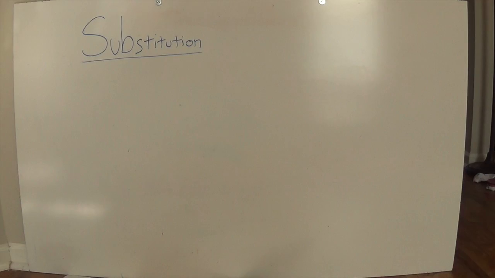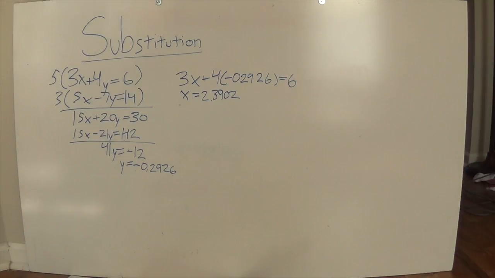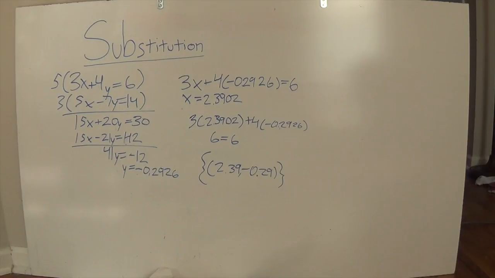There are other methods you could use to solve linear equations, such as substitution, where you can have an equation like this, multiply the top equation by 5, the bottom by 3, get that weird equation, and then your y value would come out as negative 0.2926. Then you would just plug that y value back into the original equation, find your x value, which is another crazy decimal, check your work, and just get a whole bunch of decimals.